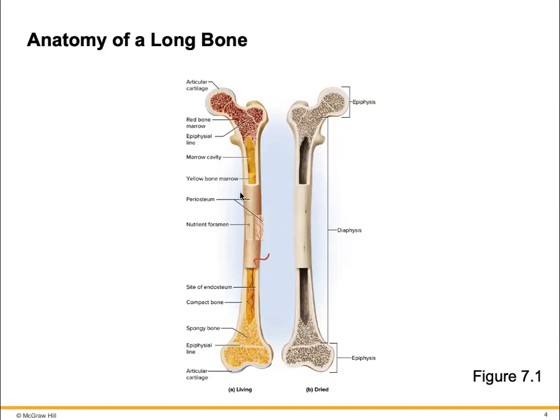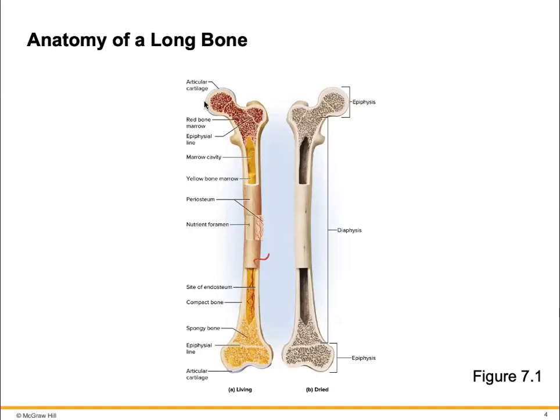Surrounding the bone is a thin tissue layer referred to as periosteum, and the periosteum is really important in creating bone cells, which we'll talk about in just a moment. Endosteum, which is the internal lining of your bone, is also an area that is responsible for producing some of our bone cells.